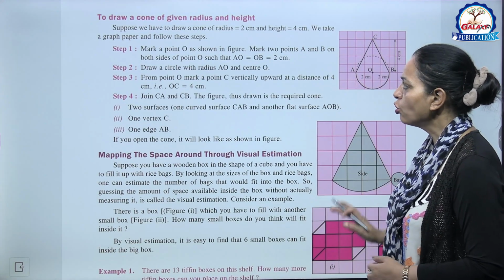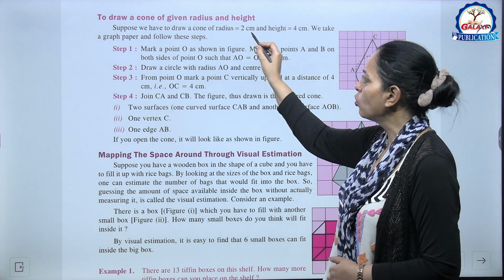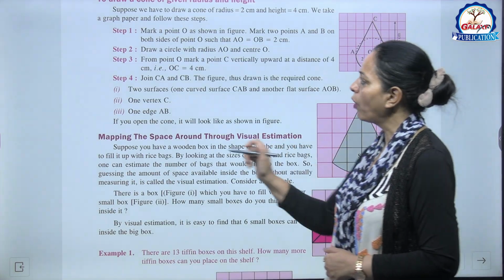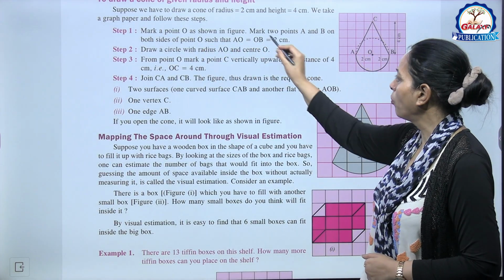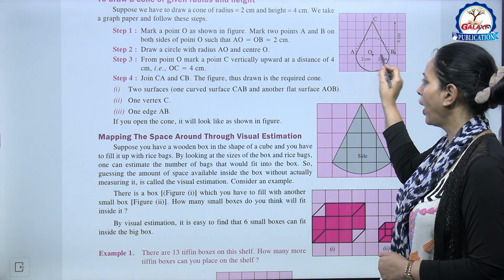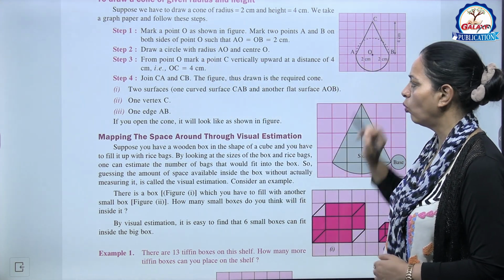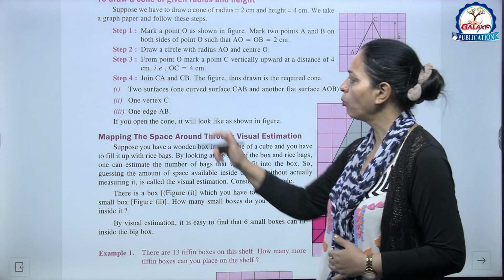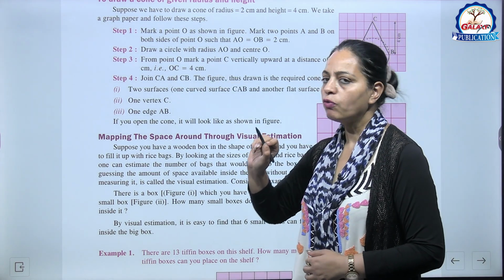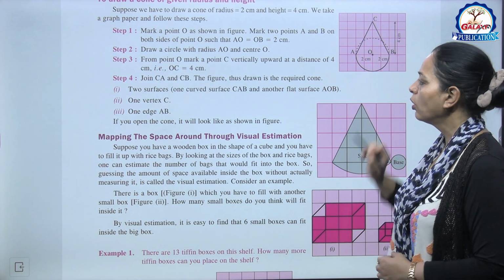The next is to draw a cone of given radius and height. Suppose we have to draw a cone of radius 2 centimeter and height 4 centimeter. We take a graph paper and follow these steps. Now step 1, mark a point O as shown in the figure. Now mark 2 points A and B on both sides of point O such that AO is 2 and OB is also 2. Now step 2, draw a circle with radius OA and center O. हम एक circle draw कर लेंगे. Now step 3, from point O mark a point C vertically upward at a distance of 4 centimeter, means OC equals 4 centimeter. Step 4, join CA and CB. The figure thus drawn is the required cone.